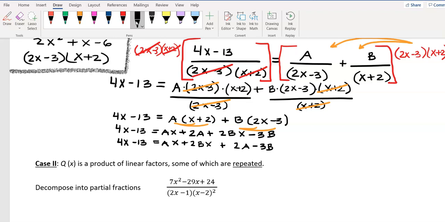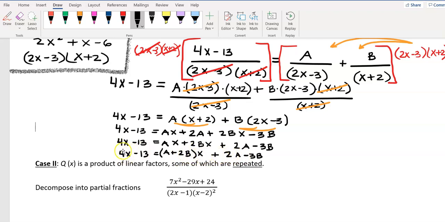Now, we can factor out a little x here and just have this as the coefficient a plus 2b, since they're essentially like terms. And we have the 2a minus 3b, which is just going to be our constant. And we're still equal to 4x minus 13. Now, what we're saying here is that this little linear polynomial, 4x minus 13, is equal to this funky looking polynomial here on the right.